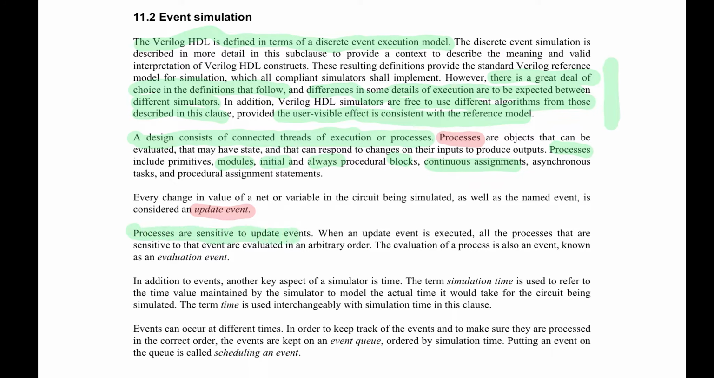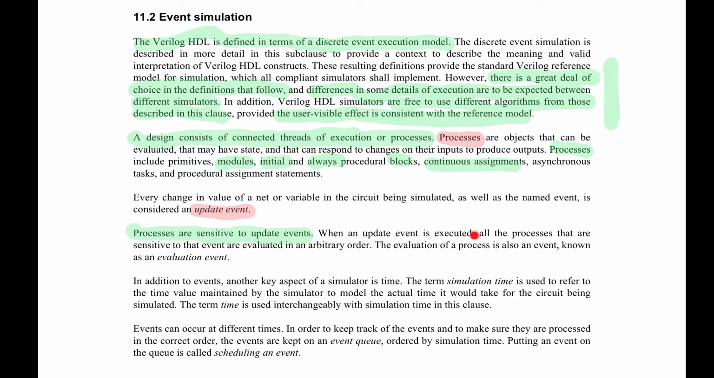Processes are sensitive to update events. So a process could be an always block. An always block is sensitive to an update event, which is when a variable or net changes. And this makes sense. If I have always at x, then when x changes, we've been saying that the always block gets called. That's because processes are sensitive to update events.